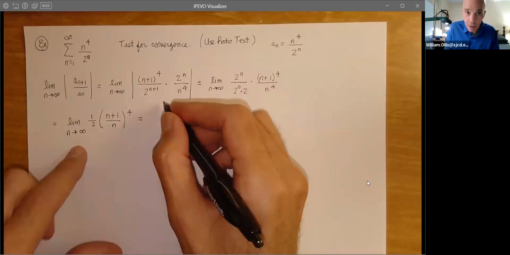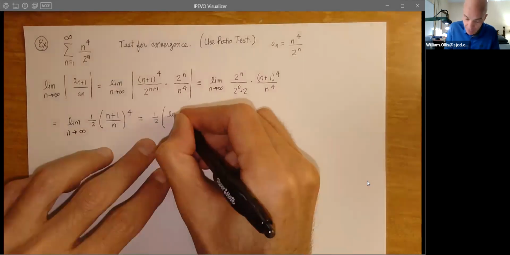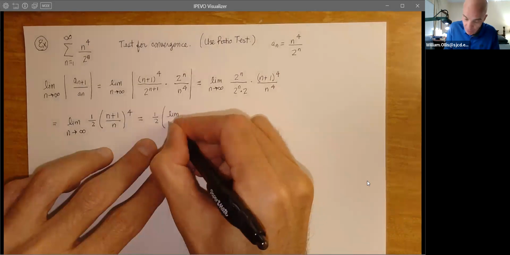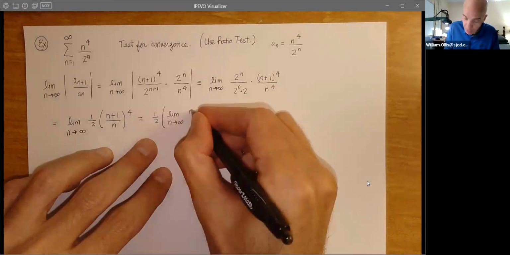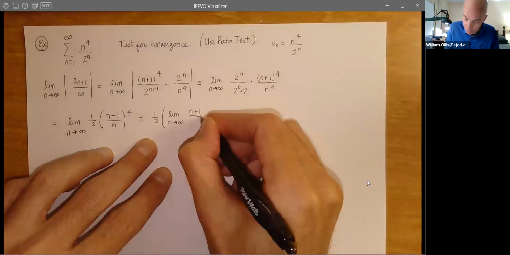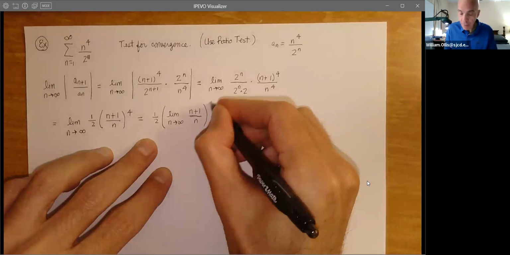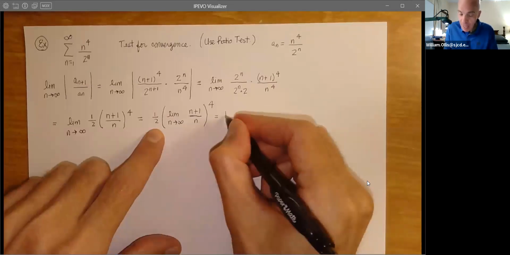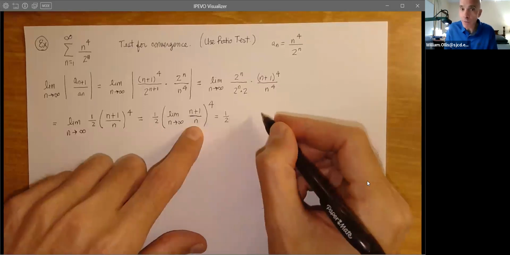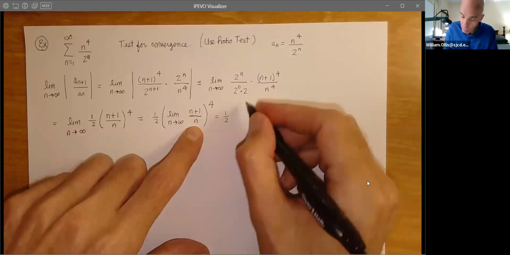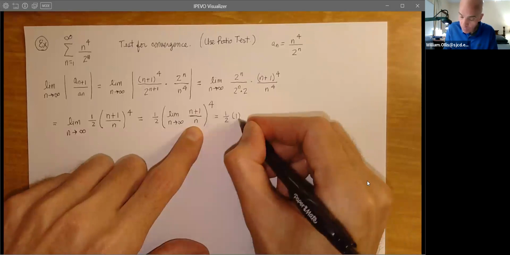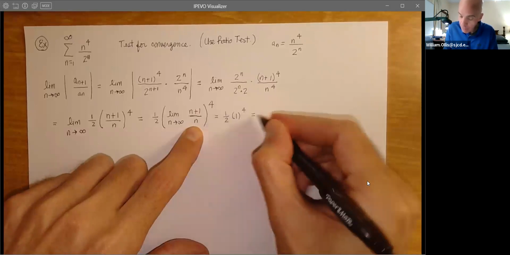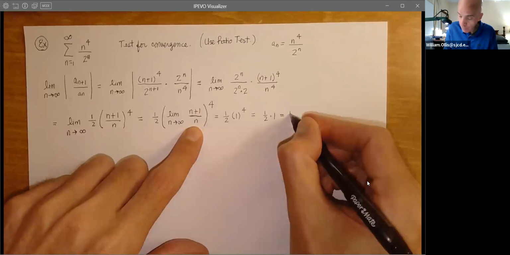So we get 1/2, and then we have the limit as n approaches infinity of n plus 1 over n, raised to the fourth power. And now, of course, the 1/2 is fixed. And then, of course, here, the ratio of leading coefficients just gives us a 1. So we get 1 to the fourth. So this is 1/2 times 1, which is 1/2.